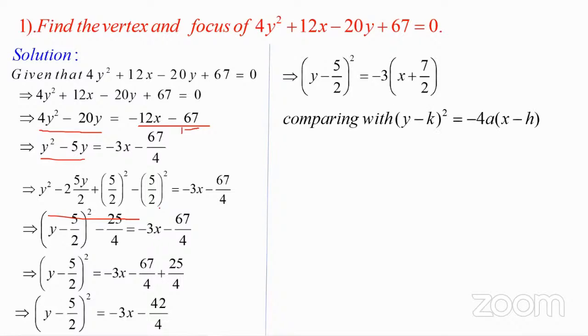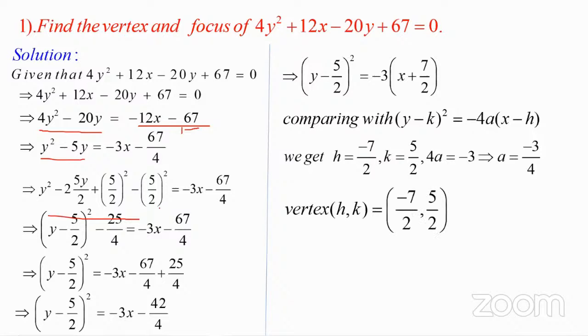So then comparing with y minus k whole square equal to minus 4a of x minus h, we get h value as minus 7 by 2, k value as 5 by 2, and 4a is nothing but minus 3, then a equal to minus 3 by 4.